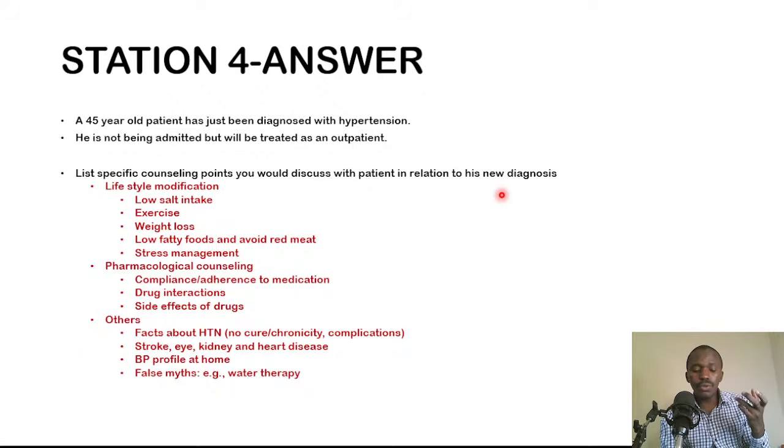Then, of course, you also should encourage them to take their BP at home. So they should have a BP profile and should be checking it at least 3 times a day. And of course, there are some false myths. There are some people who believe that water solves everything and water is the fix for every single condition. Those people that are pro-water, the water therapy, just drink water and be happy. I'm not going to mention any names here, but water is pretty much killing a hypertensive patient if they take water as a hypertensive patient.